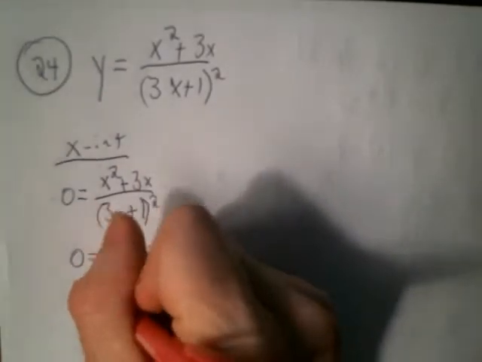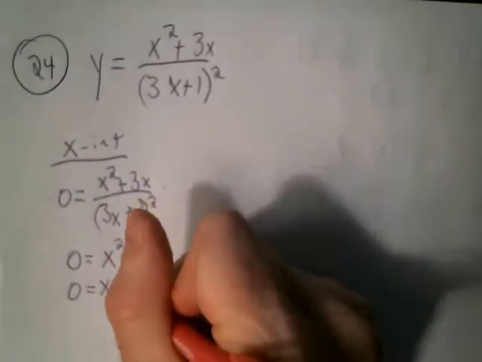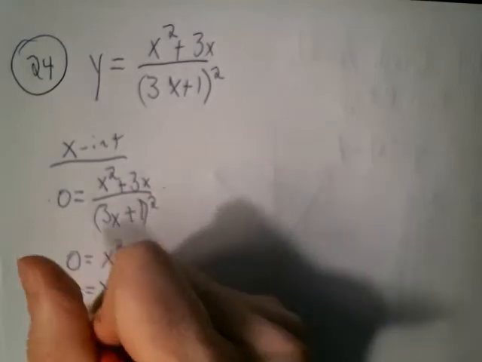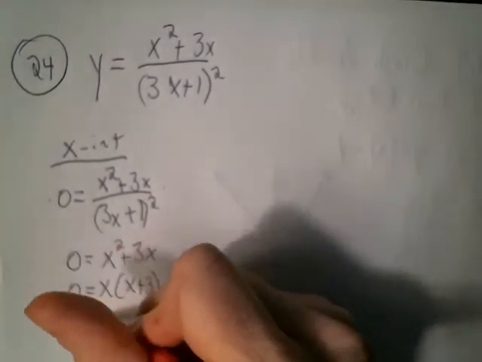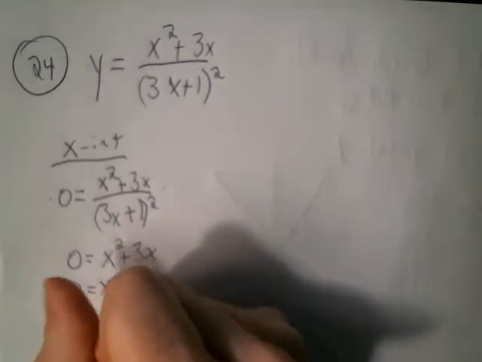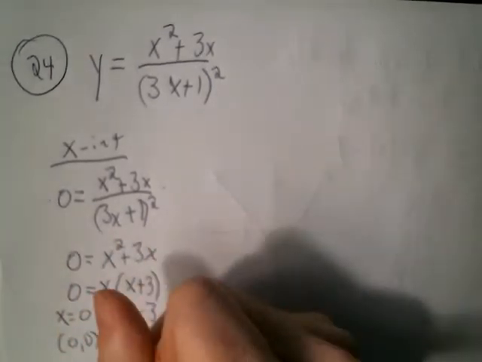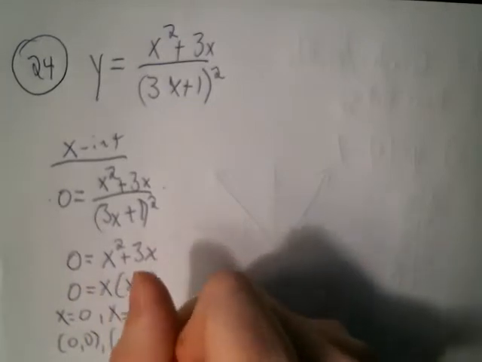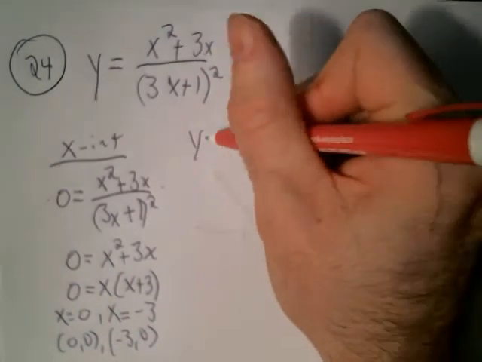So anyway, 0 equals x times (x plus 3). We get 2 intercepts: x is 0, or x is negative 3. So (0, 0), which will also be a y-intercept, and then (-3, 0).